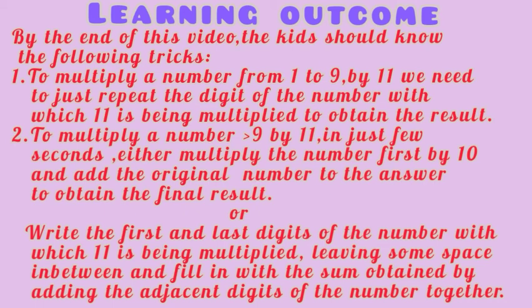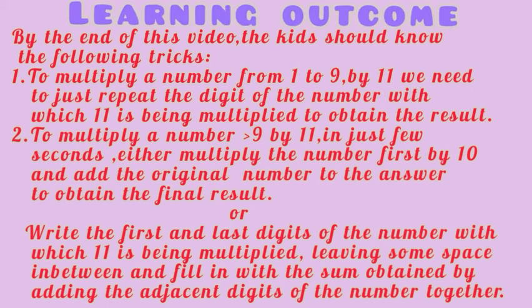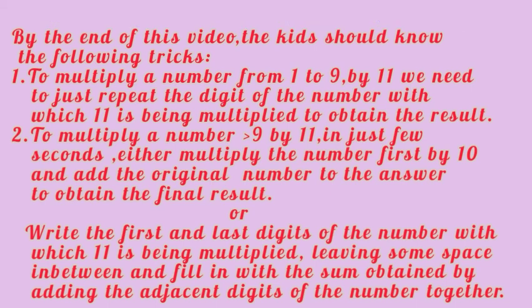Now let's see the learning outcome. By the end of this video, the kids should know the following tricks. To multiply a number from 1 to 9 by 11, we need to just repeat the digit of the number with which 11 is being multiplied to obtain the result. To multiply a number greater than 9 by 11 in just a few seconds, either multiply the number first by 10 and add the original number to the answer to obtain the final result, or write the first and the last digits of the number with which 11 is being multiplied, leaving some space in between, and fill in with the sums obtained by adding the adjacent digits of the number together.